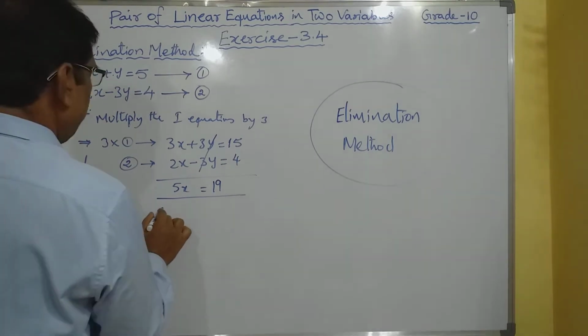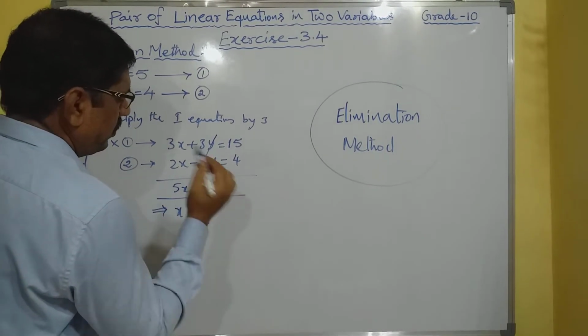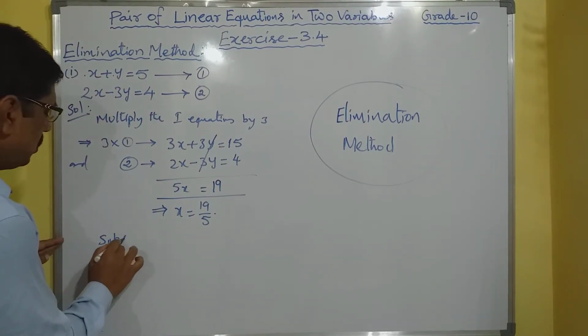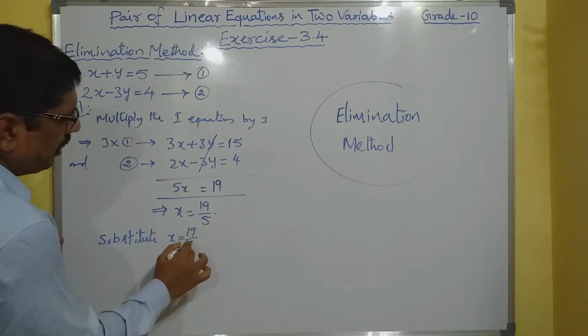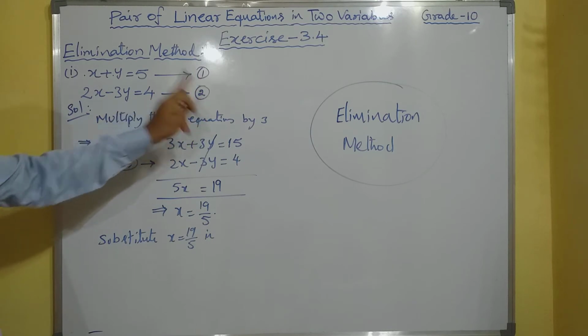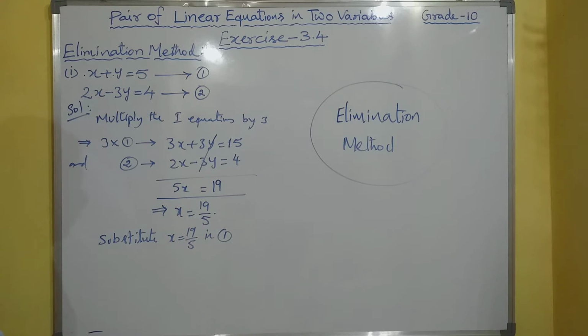Now, this implies x is equal to 19 by 5. So we got the x value. Now substitute x is equal to 19 by 5 in any one of the equations. You can use either the first equation or the second equation. Let us use the first equation. Why? Because it is simple, with simple numbers.